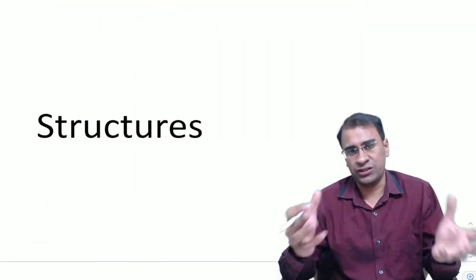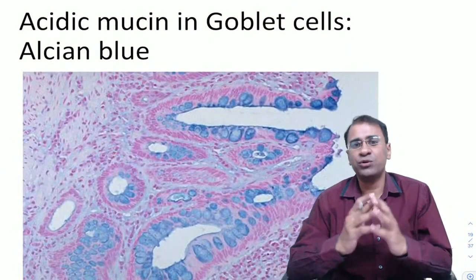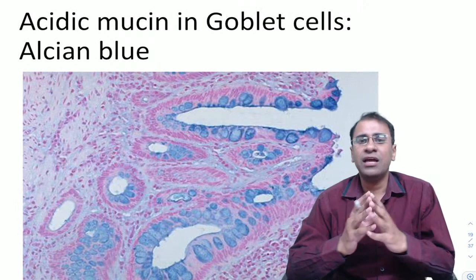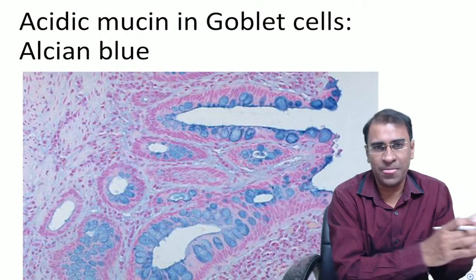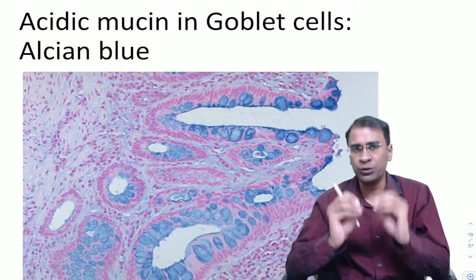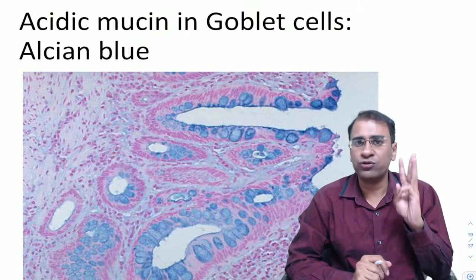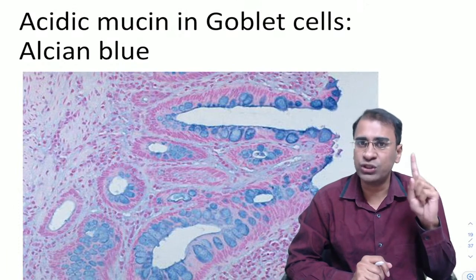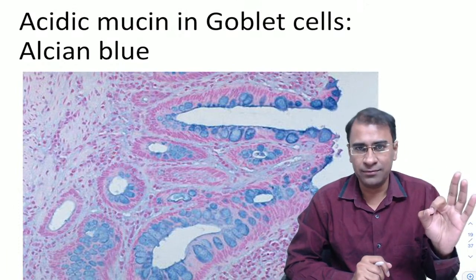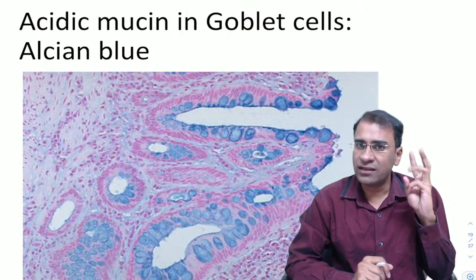Structures. Let's look at the structures now. In the structures there is an acidic mucin of goblet cells. Now there's a lot of confusion about what a mucin is, so I'll just clear it off. When we talk about the mucin, we have three stains. Please listen to me carefully. For mucin you should always look at three stains. Number one, it can be mucicarmine, the best stain. Second, Alcian blue, and third is PAS.